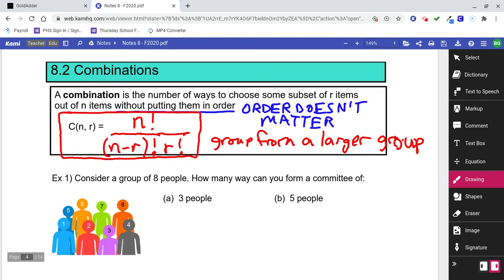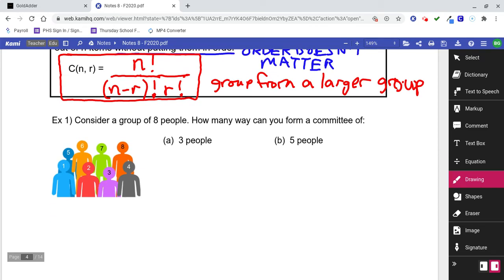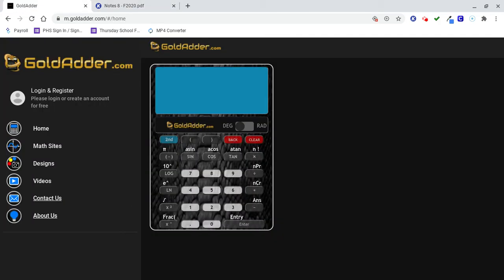Example 1 talks about a committee. Consider a group of 8 people. How many ways can you form a committee of 3 people? Okay, well, I see 8 people, and we're going to do a combination of 3. Or, of course, you can write C8,3. Or on your calculator, you're going to write 8 nCr 3. However you want to write it. It's 3 people out of 8 people, and order doesn't matter. So on your calculator, you can find your nCr function in the same place as your nPr function. 8C3 is 56.